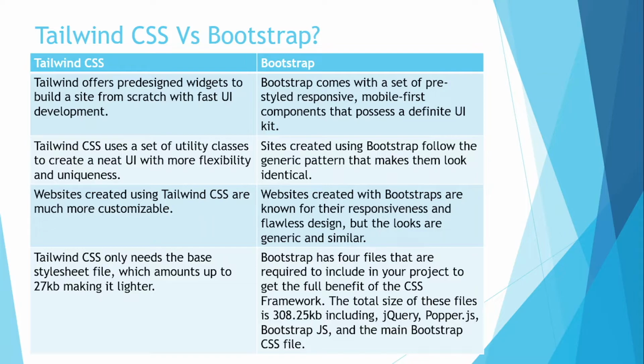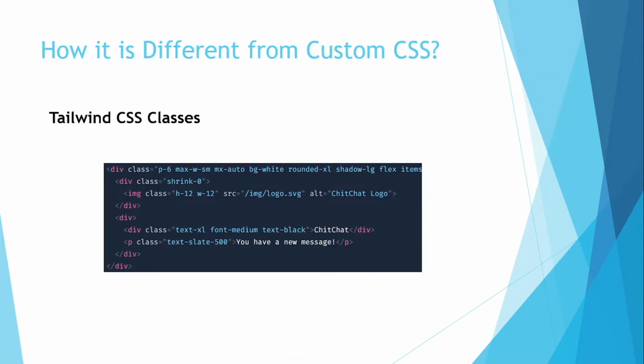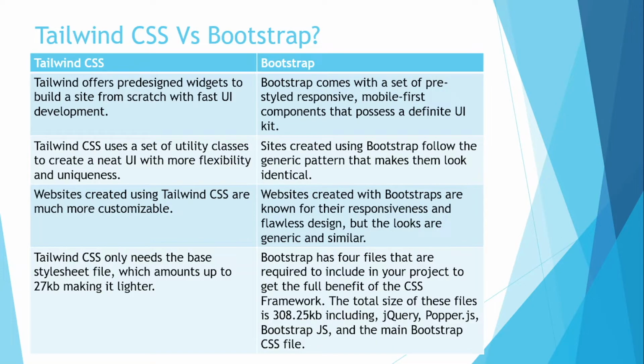Tailwind CSS uses a set of utility classes, as we just saw here. These are the utility classes for different styling. So it uses that to create a neat UI with more flexibility and uniqueness. We can customize anything we want. We can give shadow, we can give radius, we can change the color, text color, anything we want easily with the classes. But in Bootstrap, we have to follow the generic pattern or generic styling, whatever Bootstrap has designed for us. So we use that.